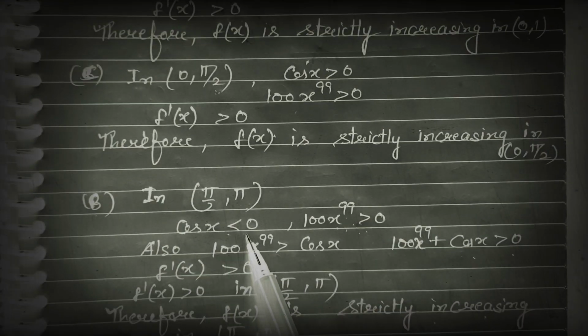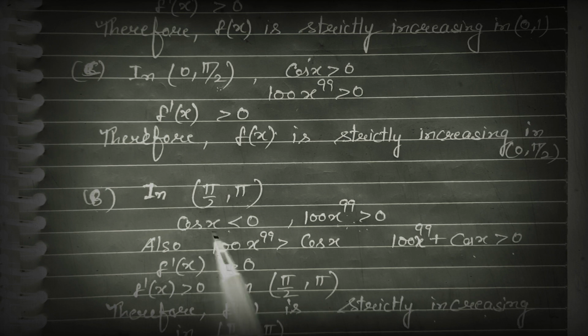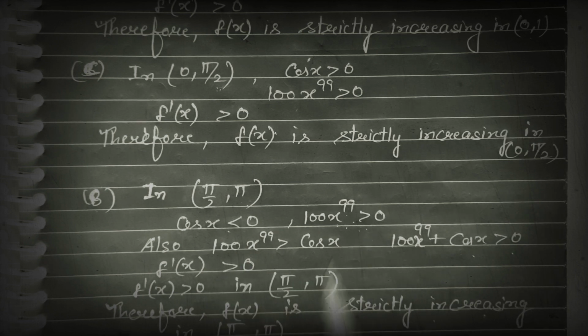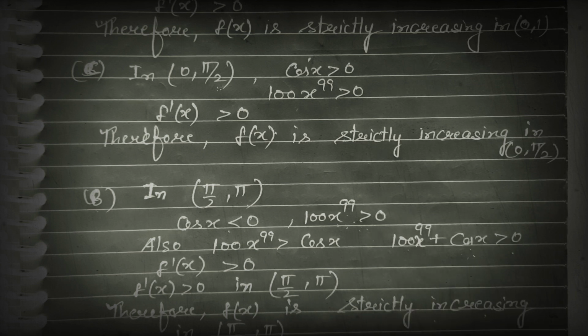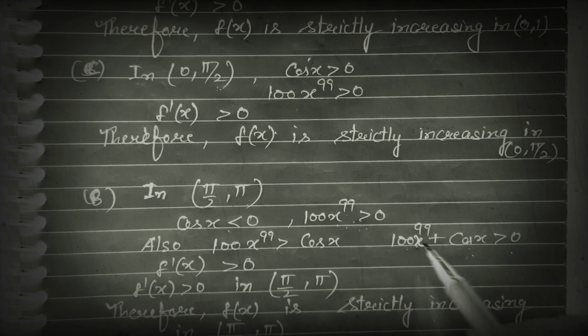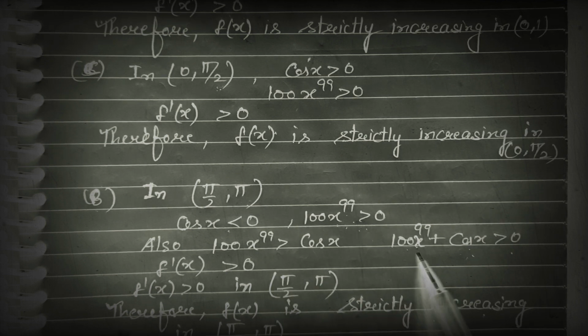Then cos is negative and this is positive, so one is negative, other is positive. How will we check that it is positive or negative? 100 x raised to power 99 is positive, but cos x is negative. So which value is positive? If we take any value of x lying between this, it is more than 100.